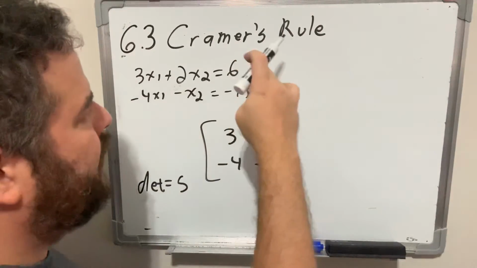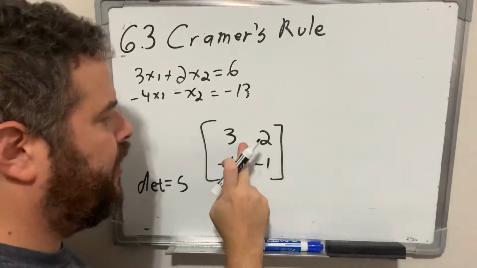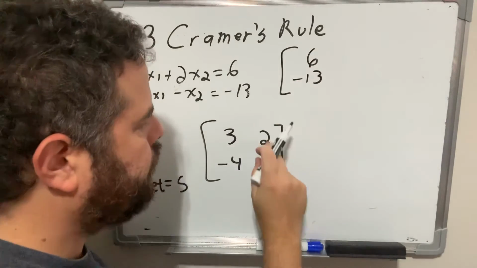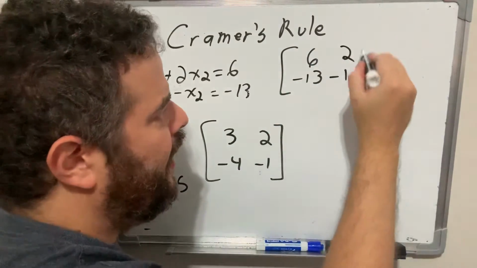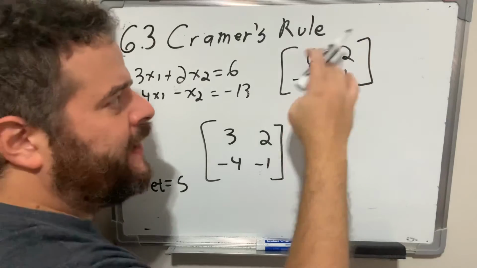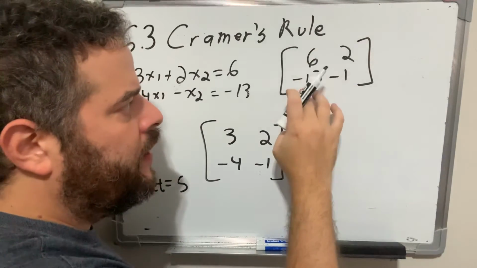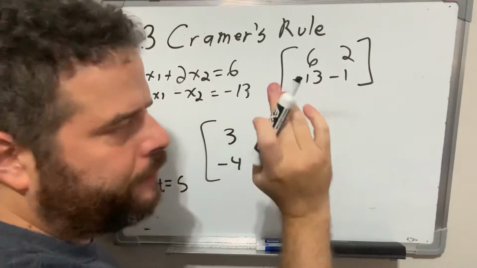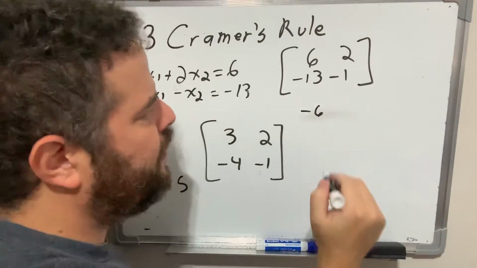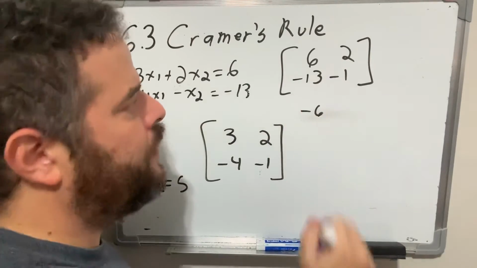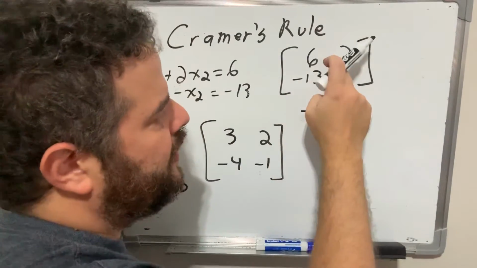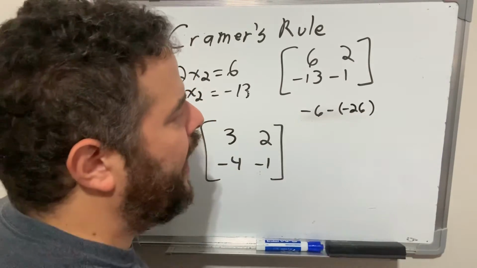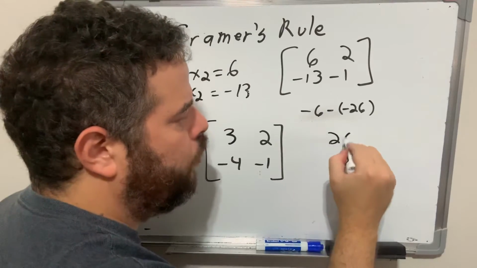So step 1, I'm going to substitute the first column. Instead of 3, negative 4, I'm going to write down 6 and negative 13. And this column gets copied identically. Now I'm going to find the determinant of this new matrix. Let's do it in order. 6 times negative 1 is negative 6. Then negative 13 times 3 times 2 is negative 26. When I add these two, I get positive 20.